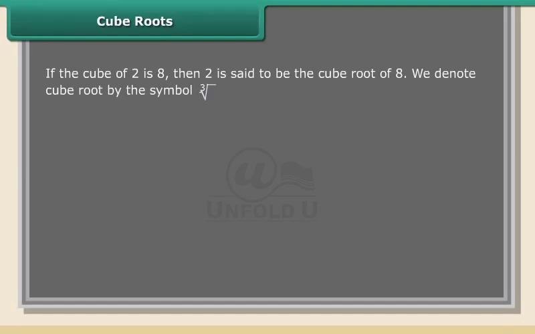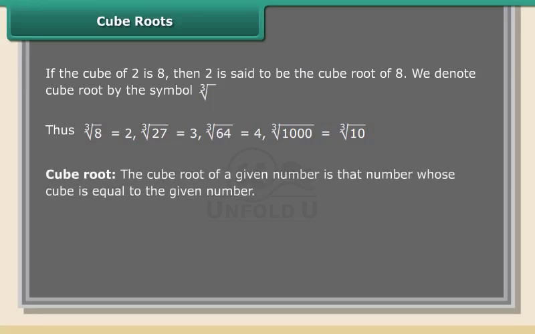We denote cube root by the symbol cube root. Thus, cube root 8 is equal to 2, cube root 27 is equal to 3, cube root 64 is equal to 4, cube root 1000 is equal to 10. Cube root. The cube root of a given number is that number whose cube is equal to the given number.